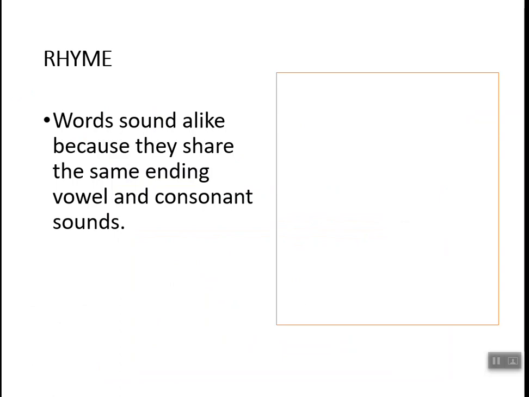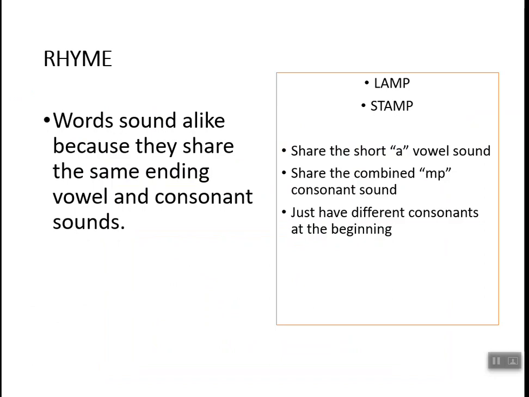So rhyme, I feel like I don't really have to explain basic rhyme. Words that sound alike because they share the same vowel and ending consonant sounds. So lamp, stamp, damp, camp, all of those words rhyme because they have the AMP at the end, just different consonants at the beginning. Consonants are any letter that's not A, E, I, O, U. And sometimes Y is a consonant, sometimes it's a vowel. Poor Y, the unwanted child of the family.